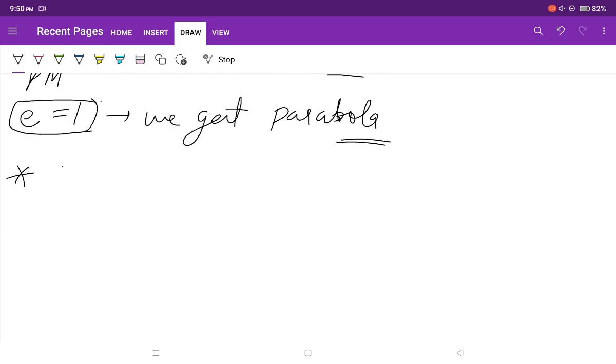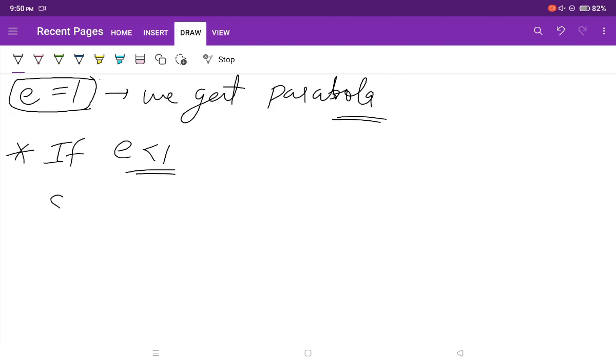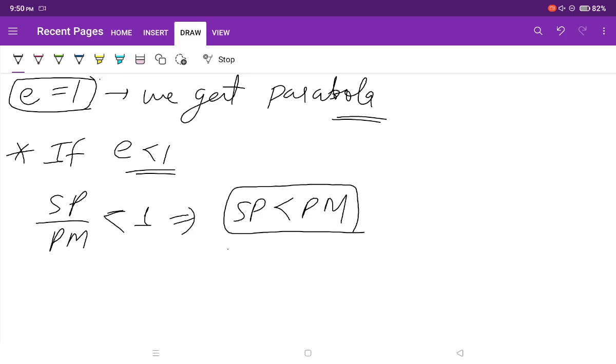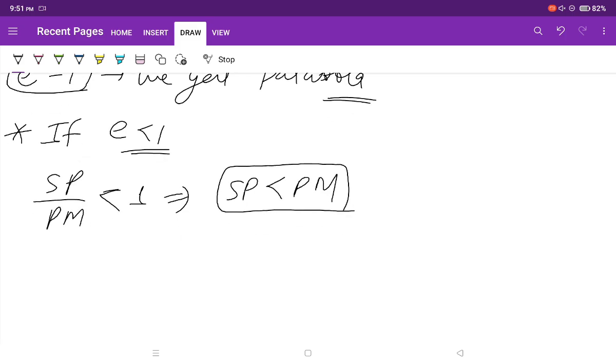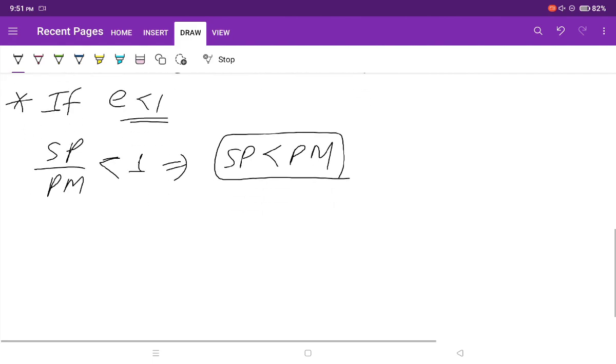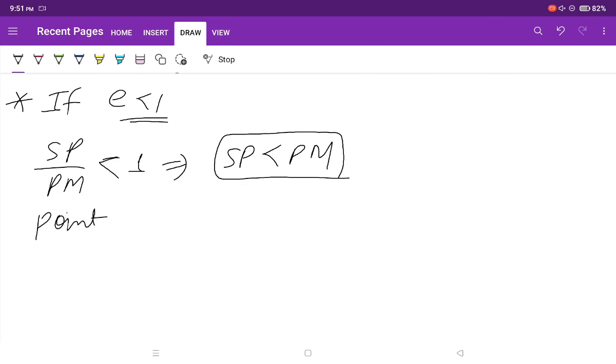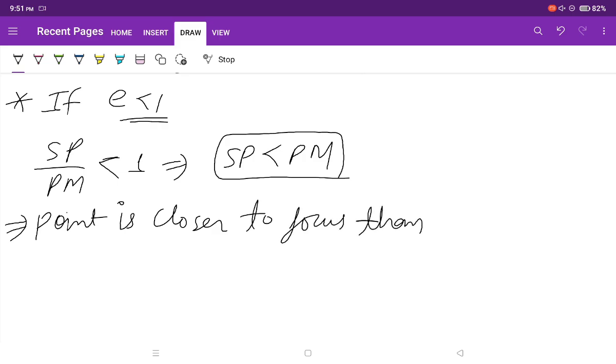But what if E is less than 1? So we have SP by PM less than 1, which implies SP is less than PM. SP was the distance of the point from the focus, and PM was the distance of the point from the directrix, which implies the point is closer to focus than directrix.